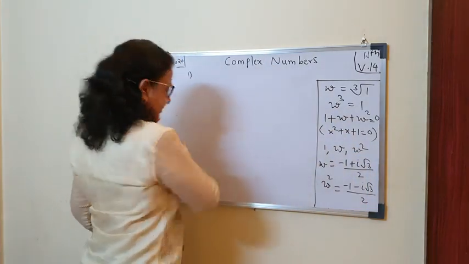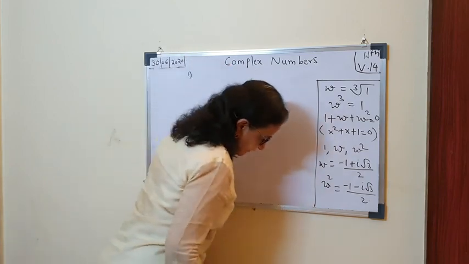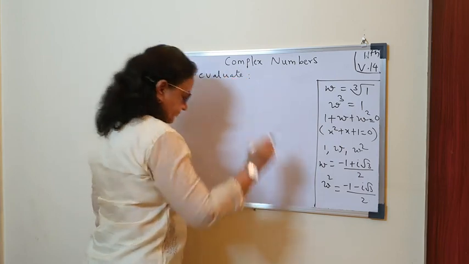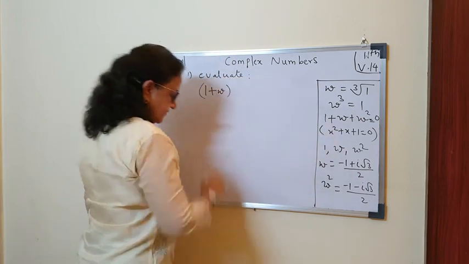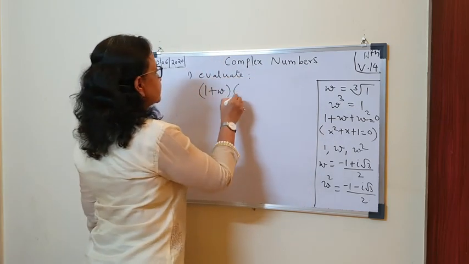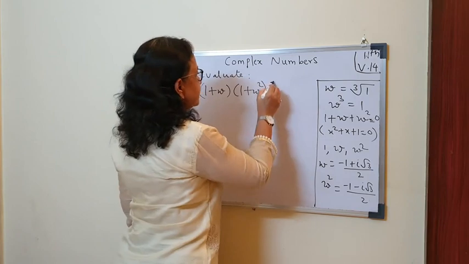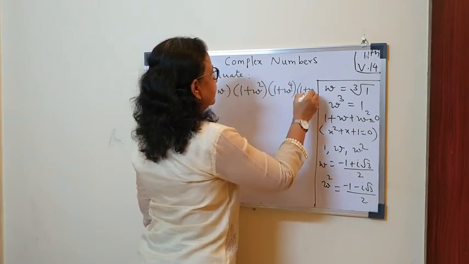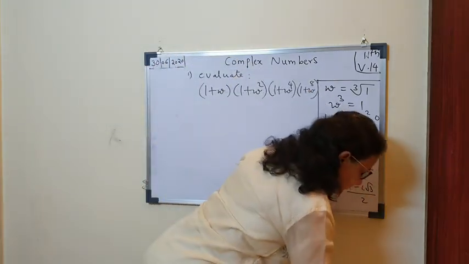So the first problem today for omega. Evaluate 1 plus omega in one bracket, into 1 plus omega square in the other bracket, into 1 plus omega raised to 4, and 1 plus omega raised to 8 in the last bracket. So this is the product which we have to evaluate.